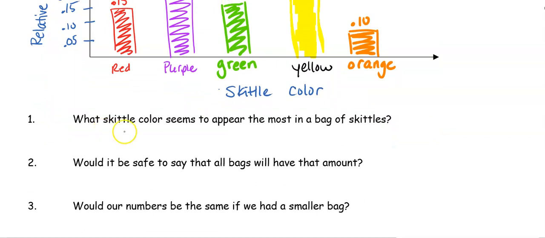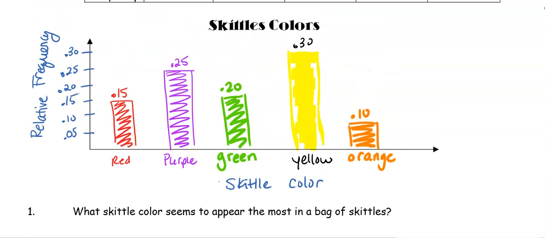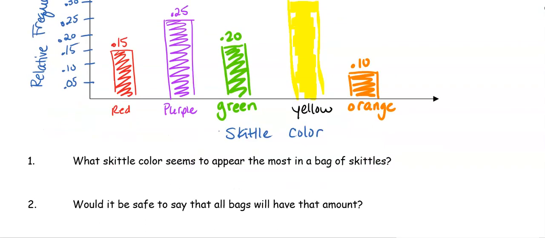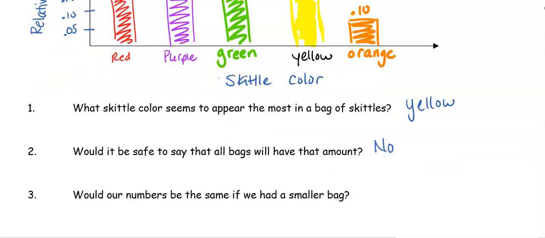What Skittle color seems to appear the most in a bag of Skittles? Really easy visual, we can see that yellow is the highest bar. Therefore, yellow is probably the most common color. Would it be safe to say that all bags have the same amount? No. You know, when it comes to Skittles or M&Ms, when you open up any bag, it's going to be a random assortment. So we can't make that generalization about every single bag. That's something that's really important about stats.